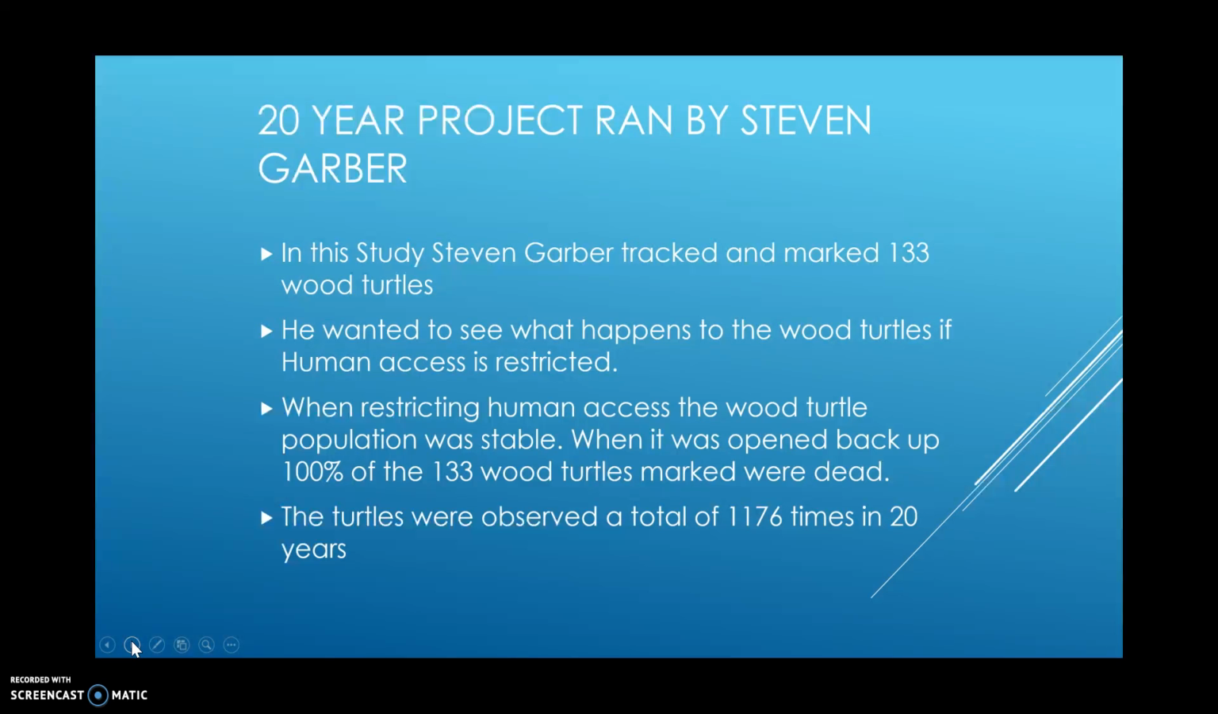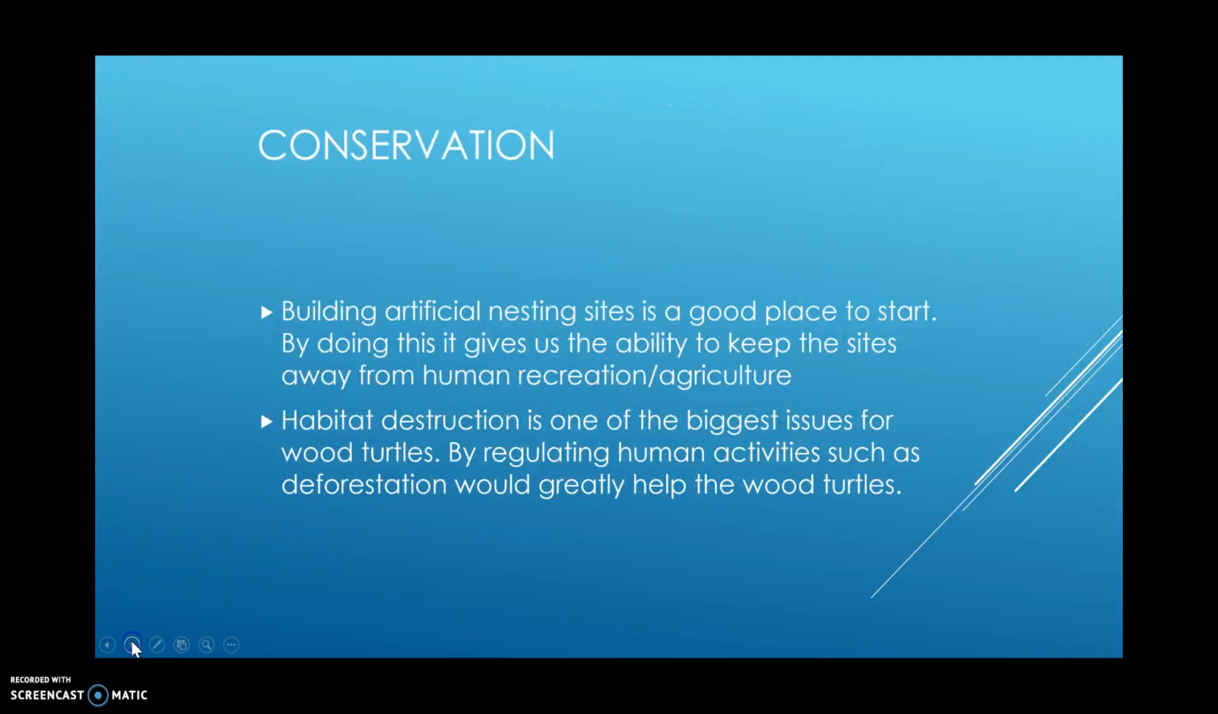A 20-year study run by Stephen Garber tracked 133 wood turtles throughout the 20 years. He wanted to see what would happen to the wood turtle population if human access was restricted. When human access was restricted, the wood turtle population was stable and increasing, but when it was opened back up to the public, 100% of the 133 original wood turtles marked were found dead. The turtles were observed a total of 1,176 times throughout the 20 years.